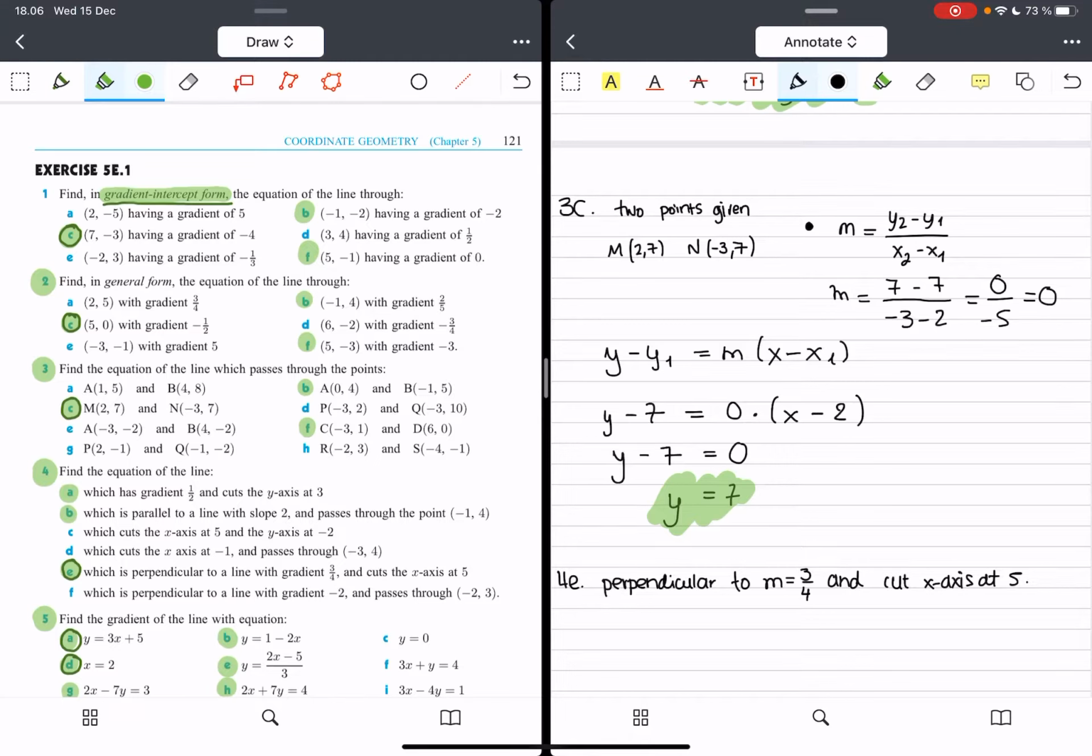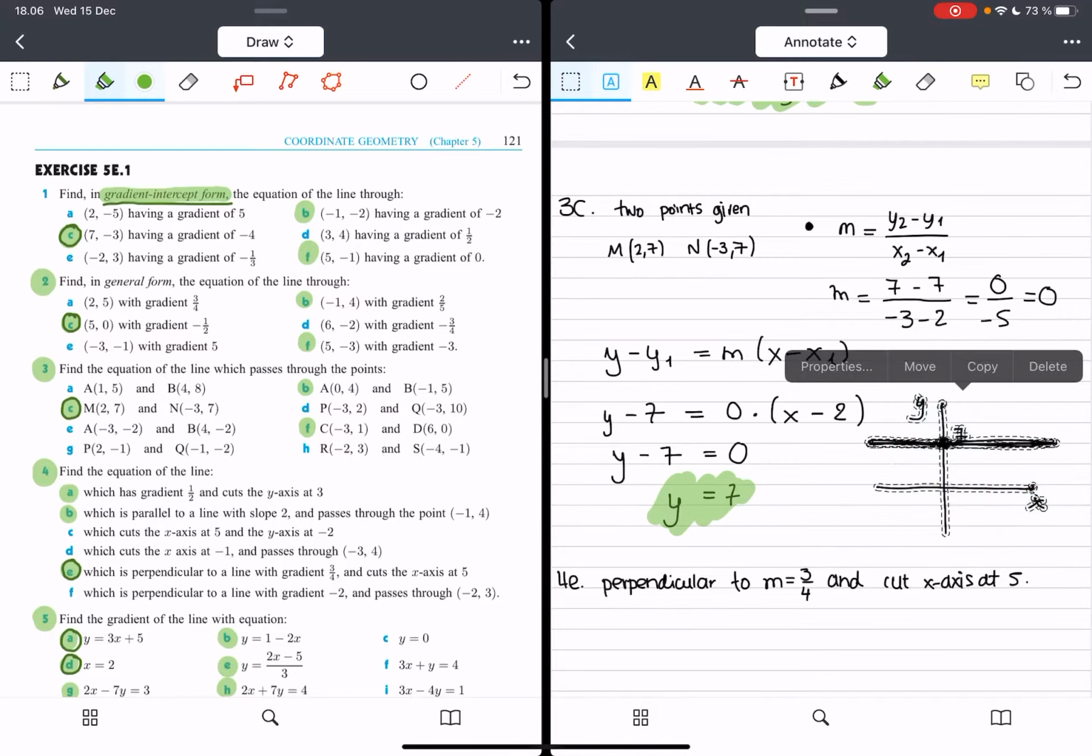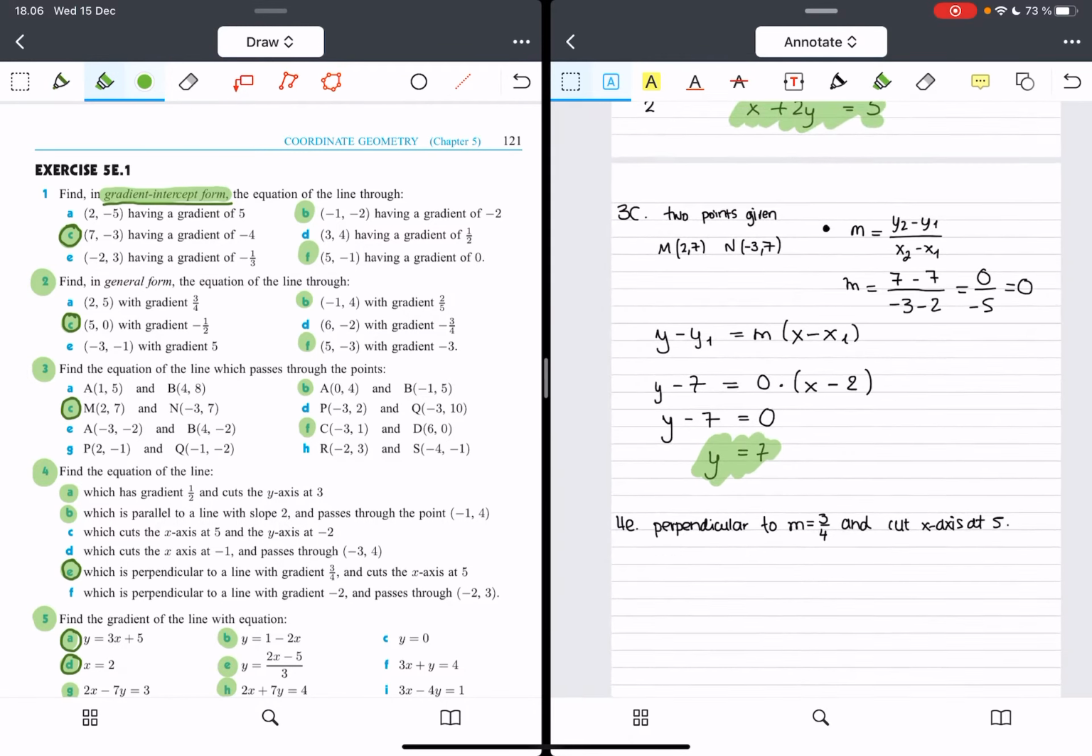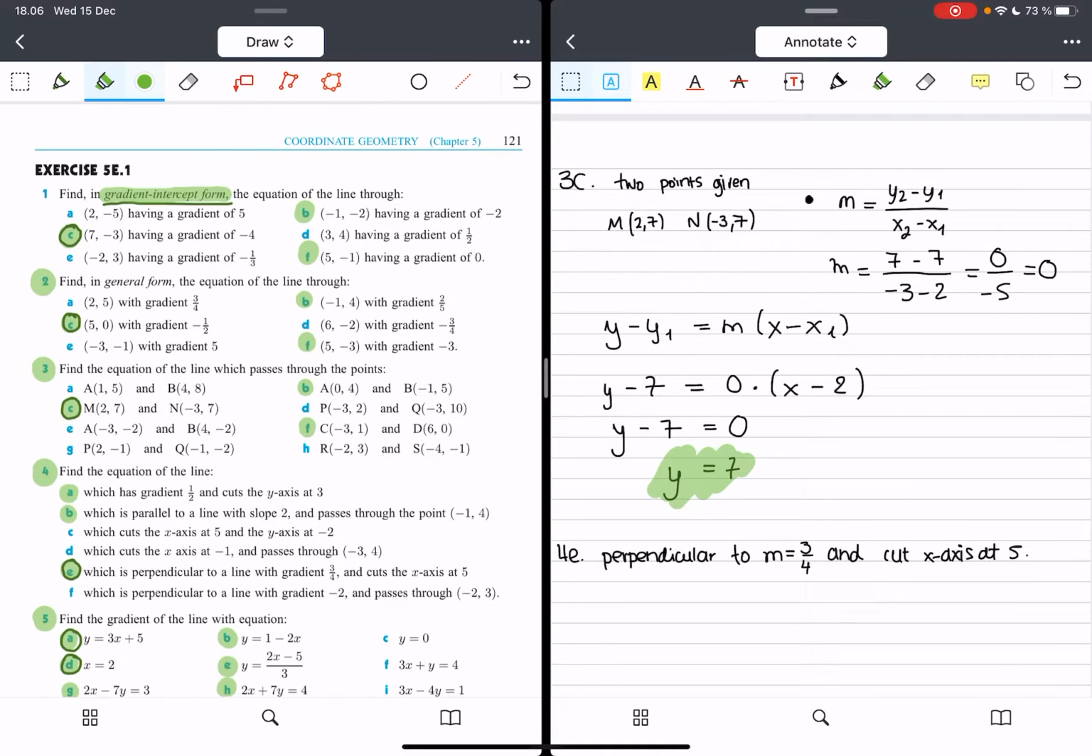In this case, if you had to draw it, it would mean that if that's the y-axis and that's the x-axis, and let's say that this is 7, your line is just a horizontal line, and that's totally okay. We'll see more on drawing of lines in the next lesson.